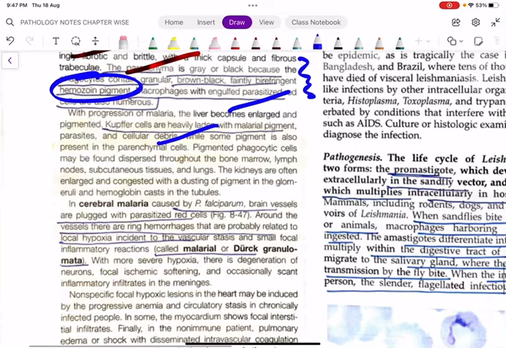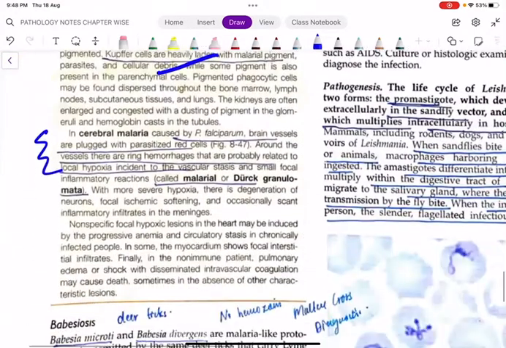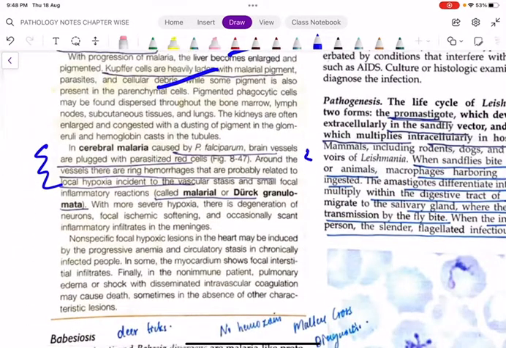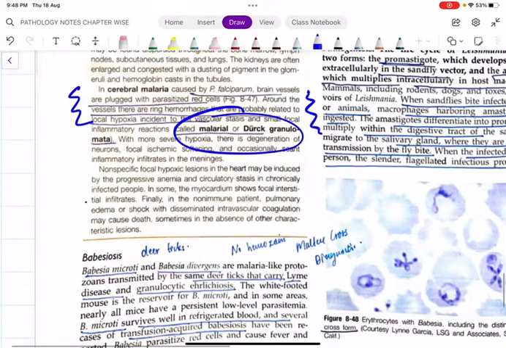Then coming to cerebral malaria. In cerebral malaria, the brain vessels will be plugged. See, this is the brain vessel. These are plugged with the malarial parasite. Fine. There will be hemorrhages. All these together we call malarial granuloma or Dürck's granuloma. Finally, there will be ischemia, cause of death. So these are some of the most important, and of course, it may also cause DIC, disseminated intravascular coagulation, in immunocompromised patients, and it may cause what? Sudden death.